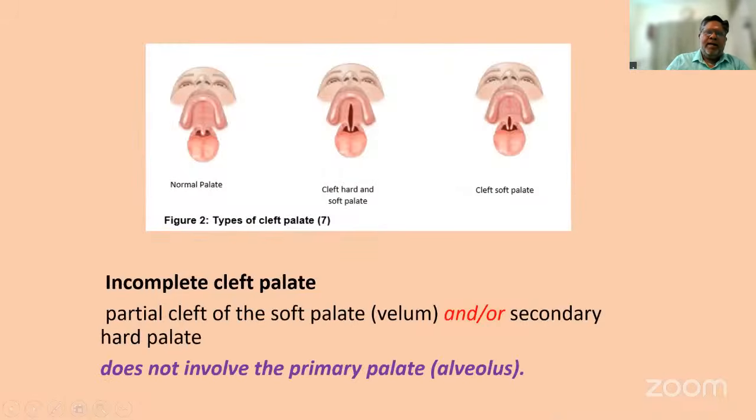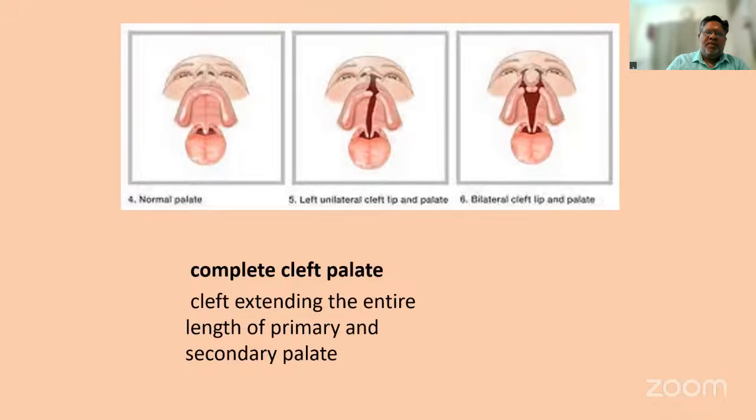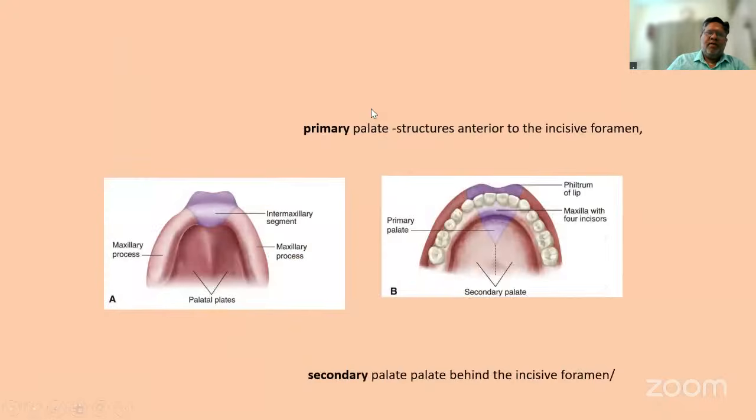Similarly, for the palate, this is a normal palate, and incomplete cleft palate means there is a partial clefting of the soft palate and the secondary palate. Secondary palate means posterior to the incisive foramen, which does not involve the primary palate or the alveolus. This is called the incomplete cleft palate. Complete cleft palate means the cleft extends the entire length involving the primary and the secondary palate. So you can see the clefting here also.